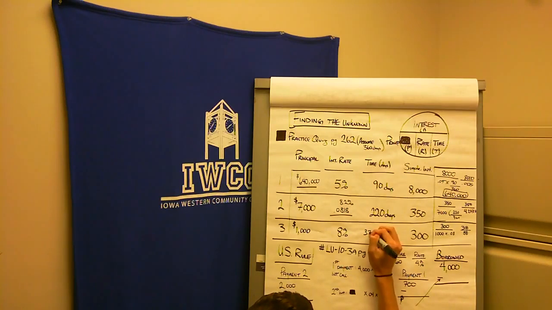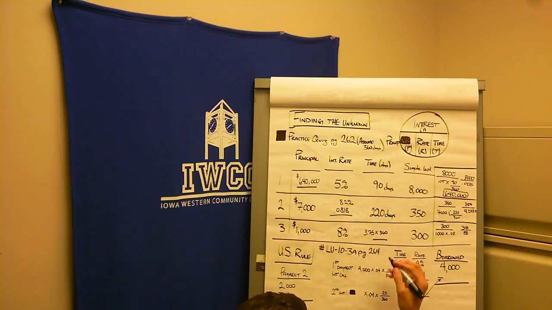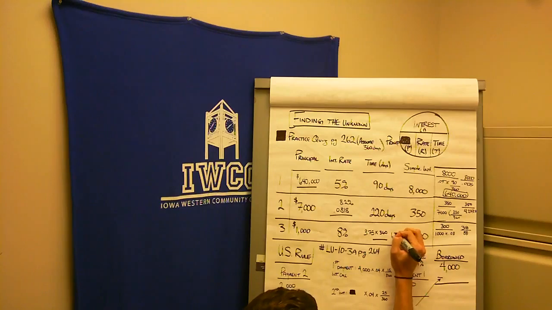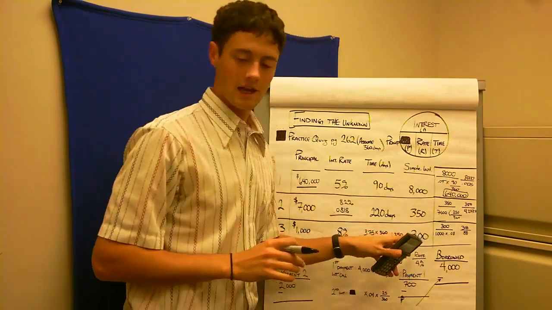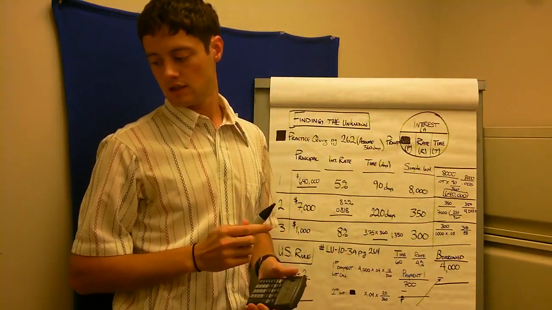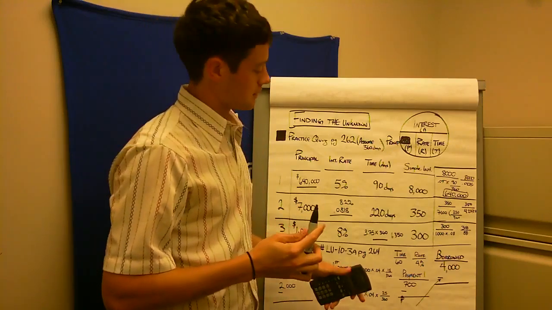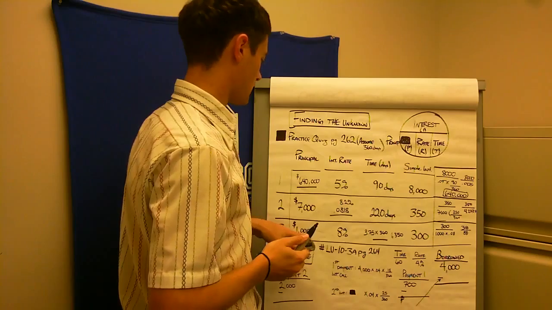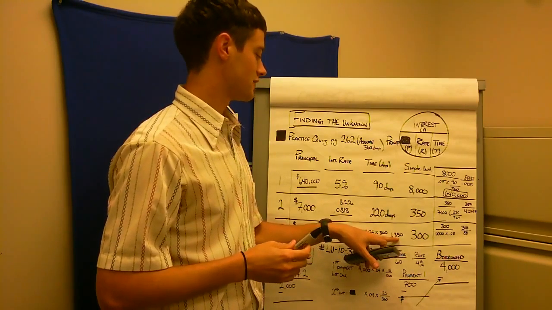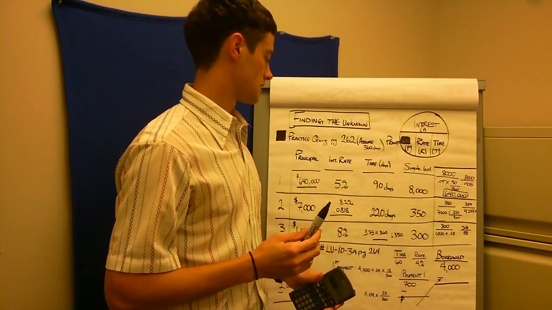So times 360 gets 1,350 days. So to have $300 of interest accumulate with 8% interest and only having $1,000, you're going to need 1,350 days to get that interest.